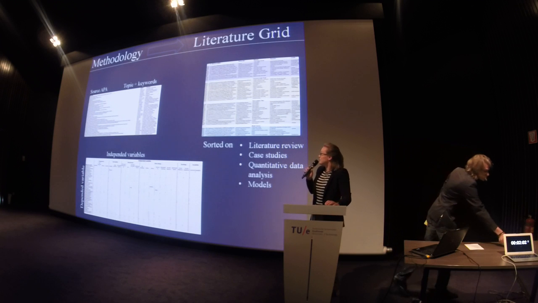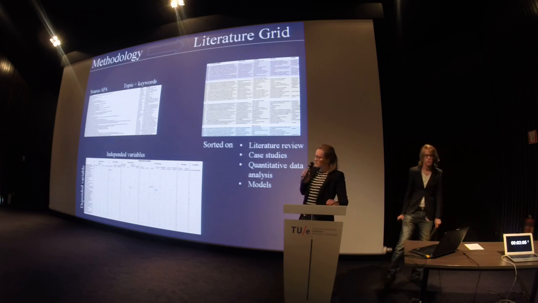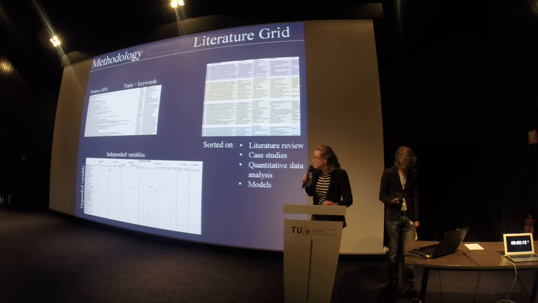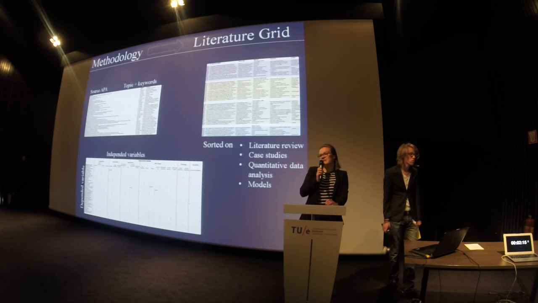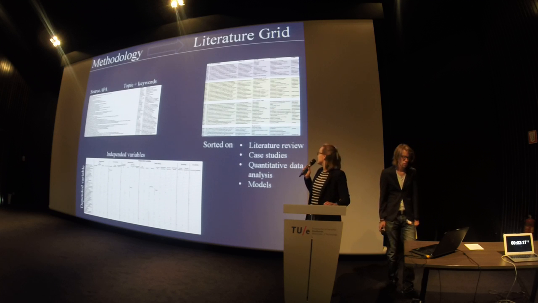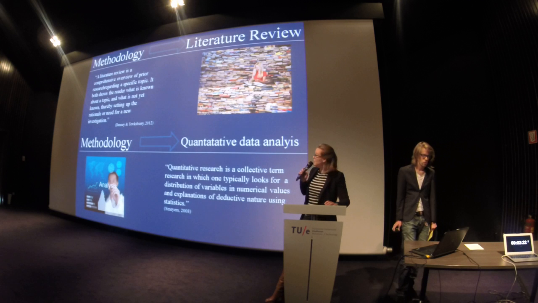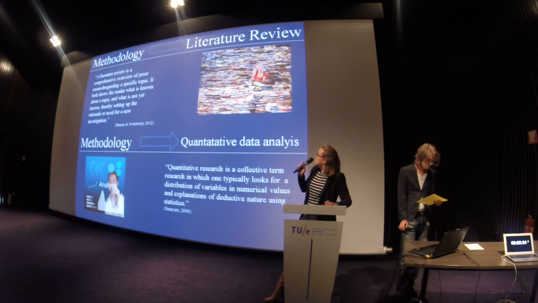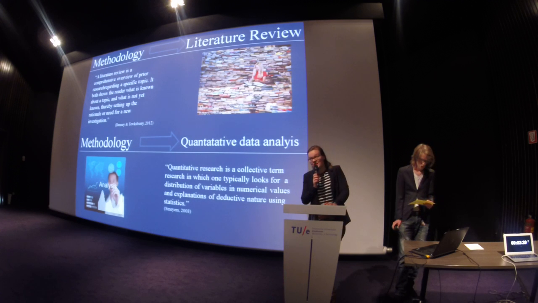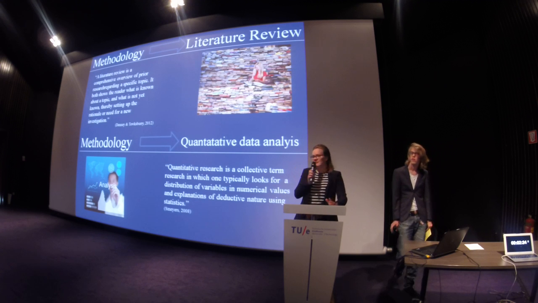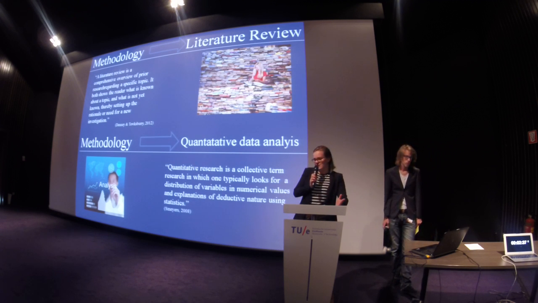We gathered 40 papers and articles, and we put them in a literature grid. Then we defined different independent variables to structure it, and then we derived 4 different methods: literature review, case studies, quantitative data analysis, and models. So here you see literature review and quantitative data analysis. Literature review is a qualitative research method. It aims to give a theoretical framework, whereas quantitative data analysis gives more factual insights.